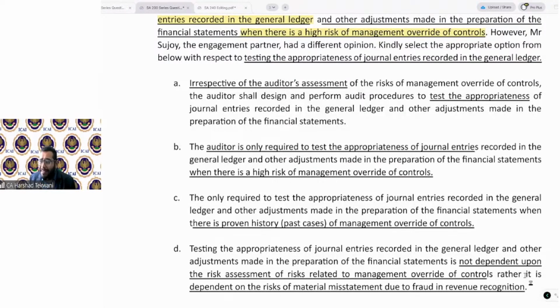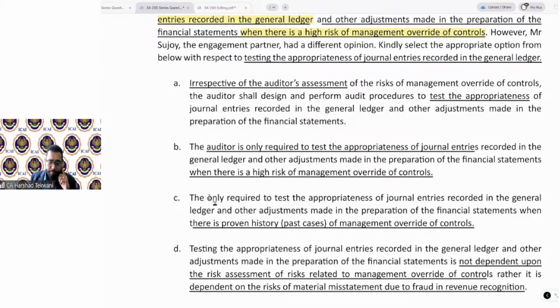And irrespective of my assessment, the standard SA 240 requires that irrespective of the auditor's assessment, I should test the appropriateness of the journal entries, because I cannot avoid management override of control as a risk. That's a presumed risk that is going to be there. Hence, irrespective of my assessment, whether there is a high risk or not, I am required to test the appropriateness of the journal entries.